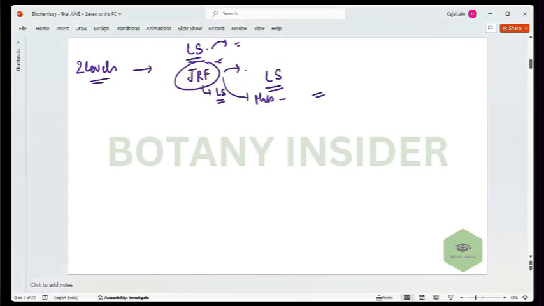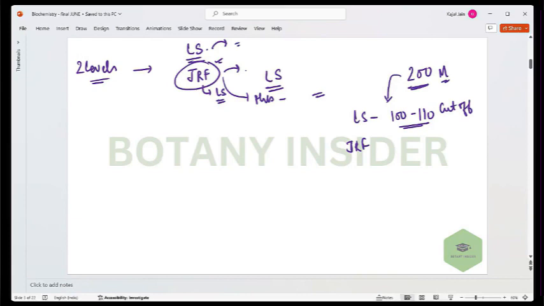So LS, on an average, the examination total marks is 200 marks. For an LS to get qualified, on an average, every year the marks get changed. On an average, 100 to 110 is the cutoff for your LS, and for your JRF, 105 to 120. Why do we take such a broad marks range?